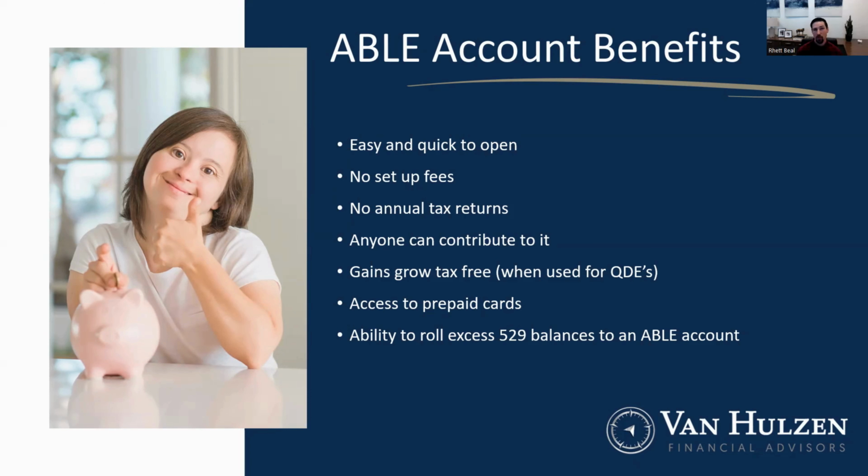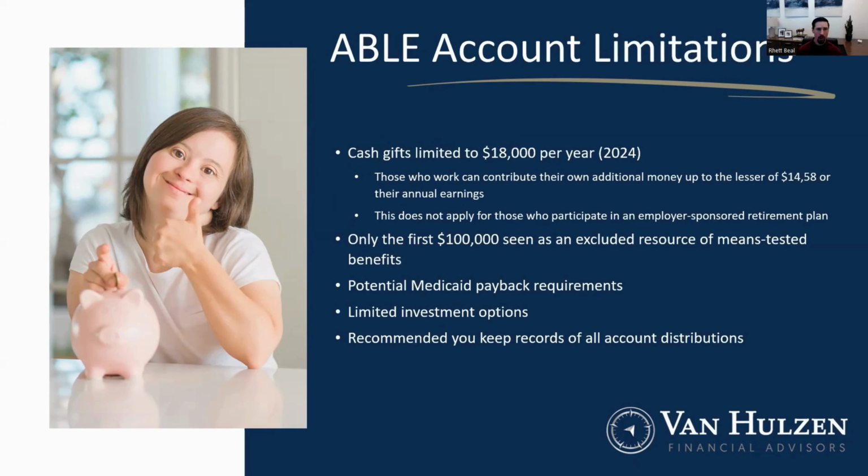And if you built up money into a 529 plan, you can start rolling those over into an ABLE account. Even if it's to a different individual's name, you can roll them over into an ABLE account. But there are some limitations to it. Right, one of the key limitations is you can only contribute up to $18,000 per year. And that's the same thing with those 529 plans. You can only roll over $18,000 per year into it, with a couple exceptions.